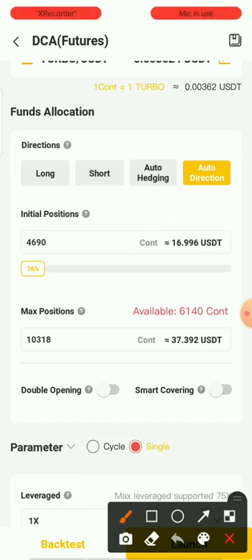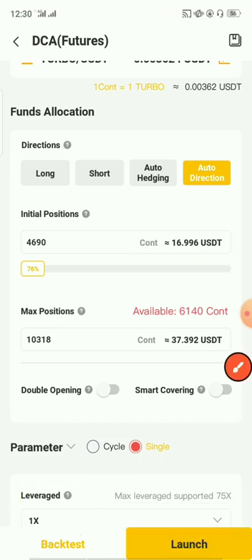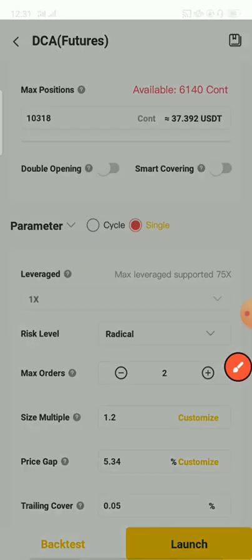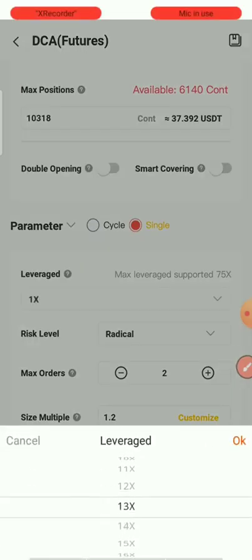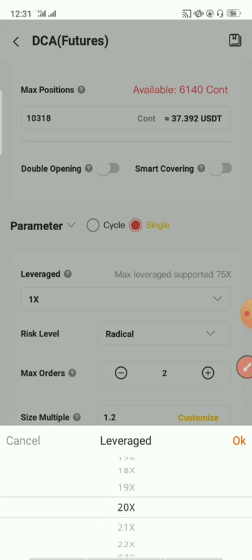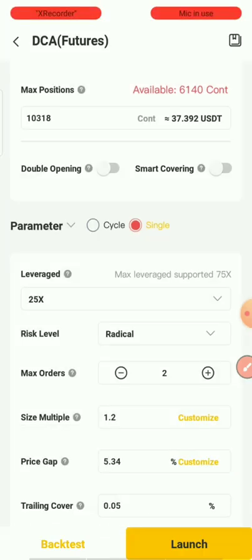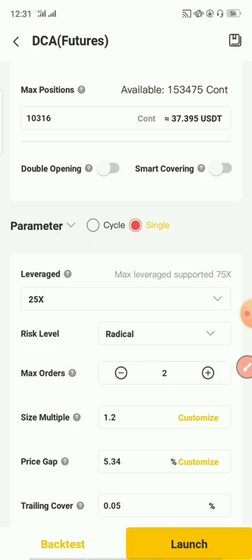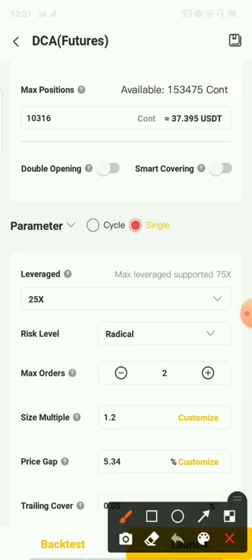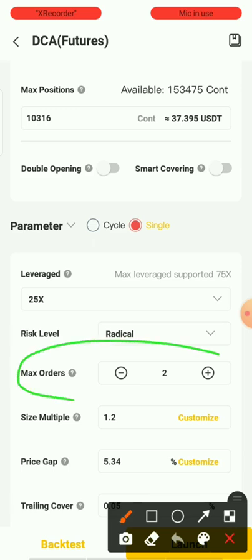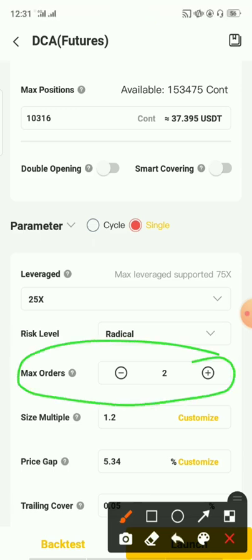So now that we have selected the coin that we want to trade, let me go straight and select our leverage. So this is our leverage. Now let's make use of 25x as our leverage. So I pick 25x now. And remember, like I said, our max order should always be 1. This particular place here should always be 1. For this demonstration, I want to make use of 1. But in the actual trade, you can make use of 2, because most times a coin may go against you.